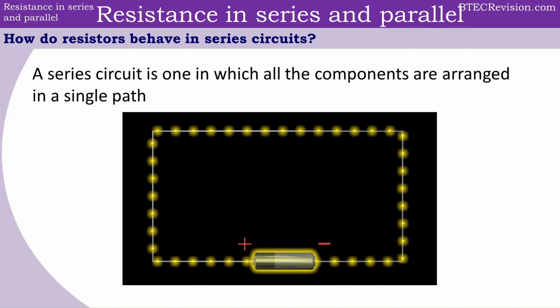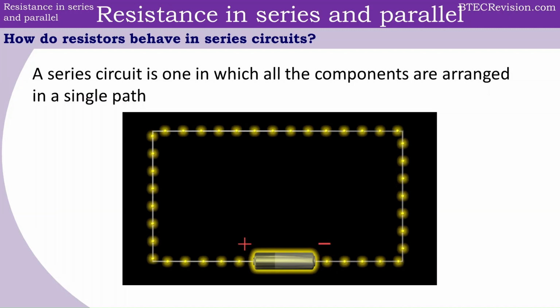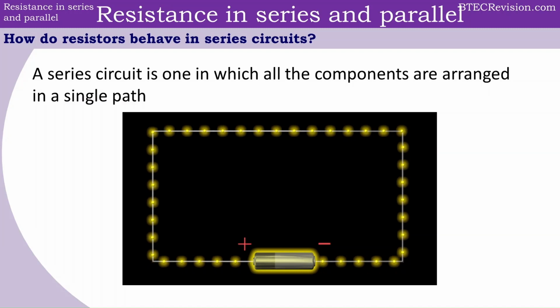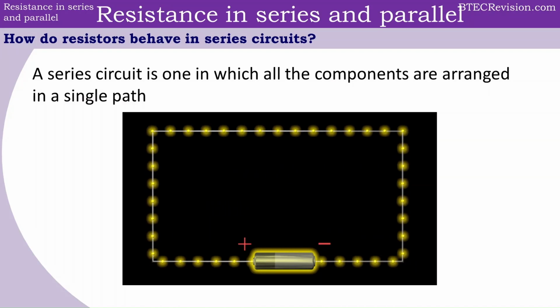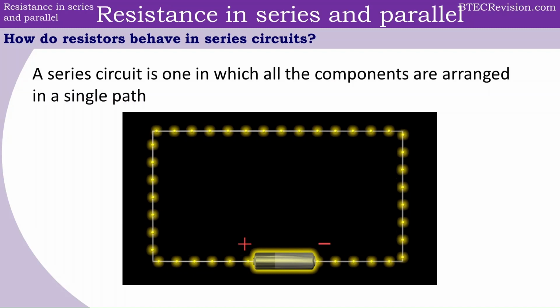A series circuit is one in which all the components are arranged in a single path. So this means that if we take a look at the diagram below, you can see that the electrons or charges are moving around and there are no other paths. They have to follow the one path. Another way to look at a series circuit would be a single loop.